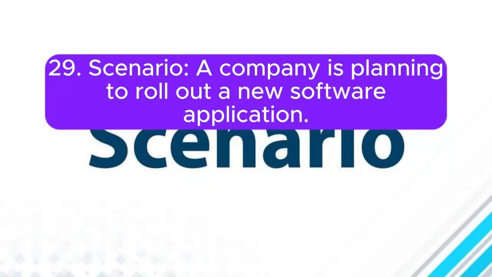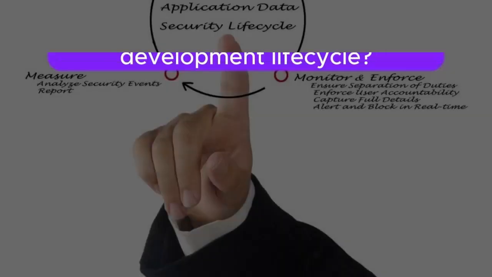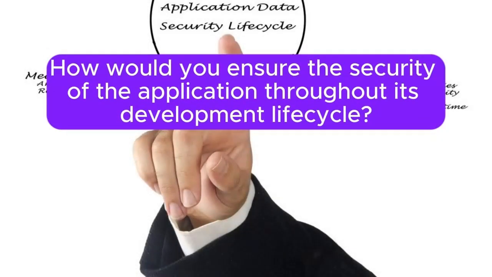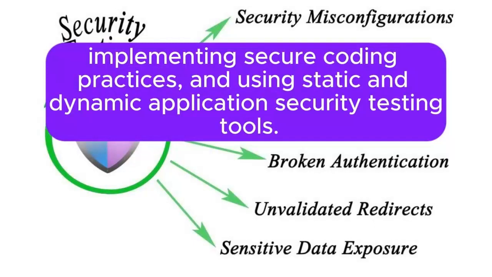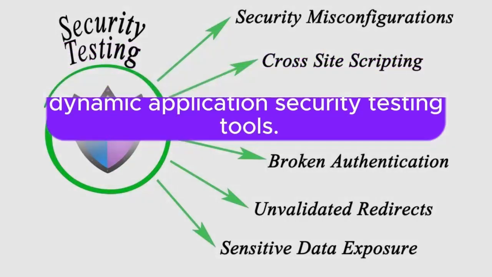29. Scenario: A company is planning to roll out a new software application. How would you ensure the security of the application throughout its development lifecycle? Answer: I would integrate security into the software development lifecycle, conducting regular code reviews, implementing secure coding practices, and using static and dynamic application security testing tools.